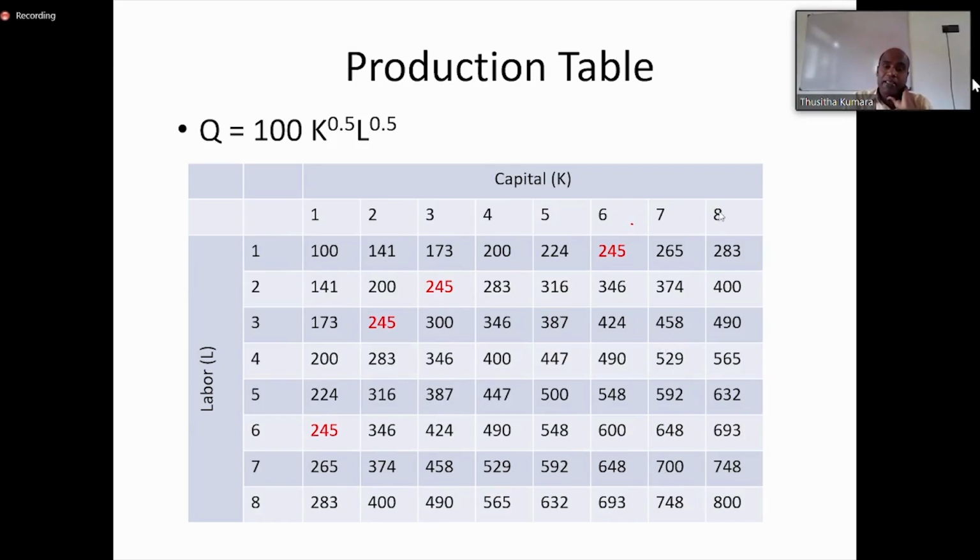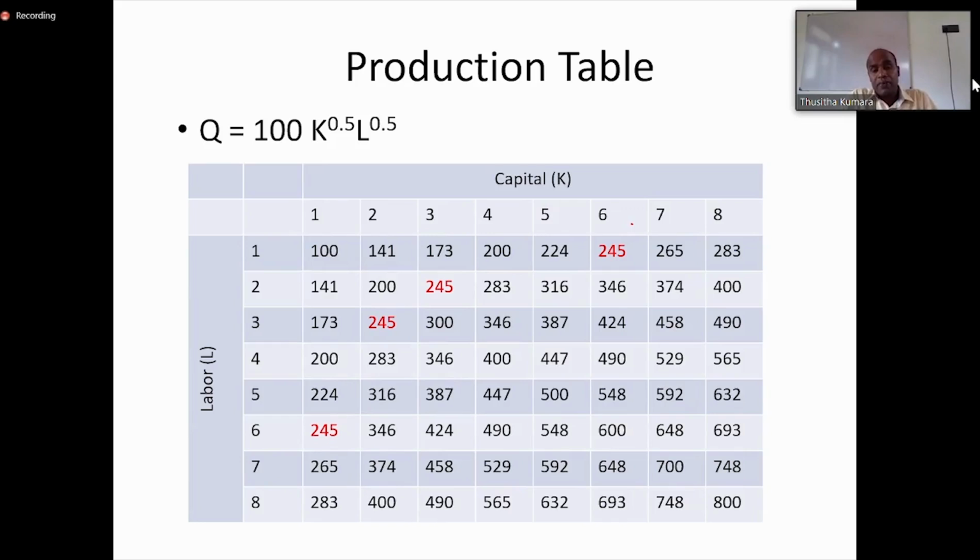Likewise, any cell in this table tells us the respective output level. By combining this and this, like this final one, 8 labor and 8 capital, we will get 800 as the level of output. Then, if you look at this table, at once you will notice that I have marked 245 in red. With that, the first point I can highlight, if I were asked like you, what I would say: I see 245 in different places. I put a red mark in fact because of that.